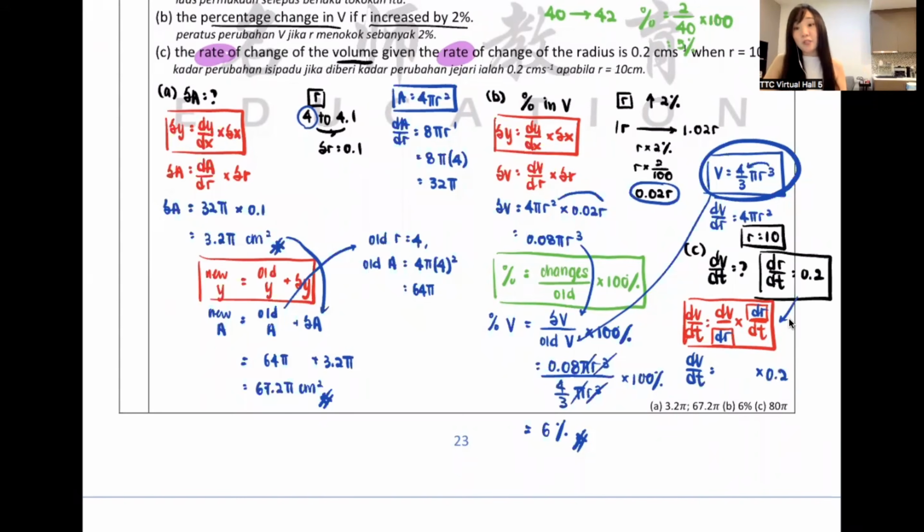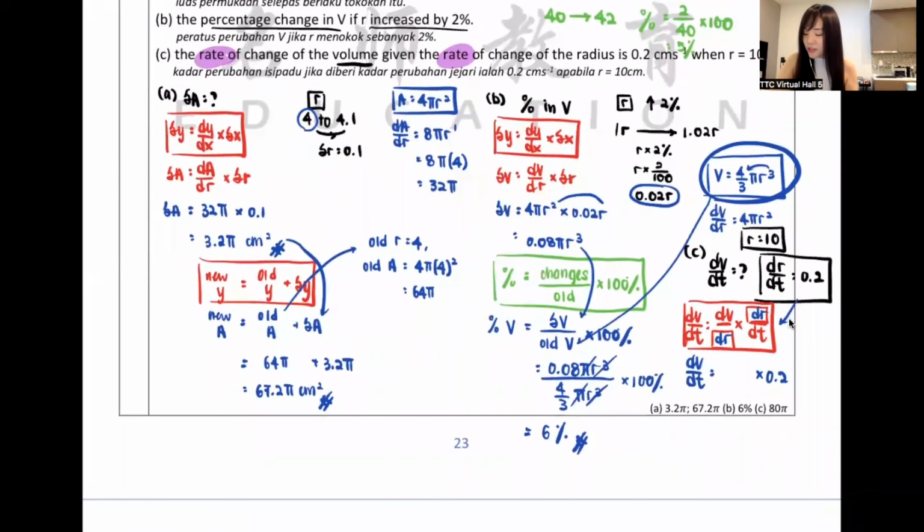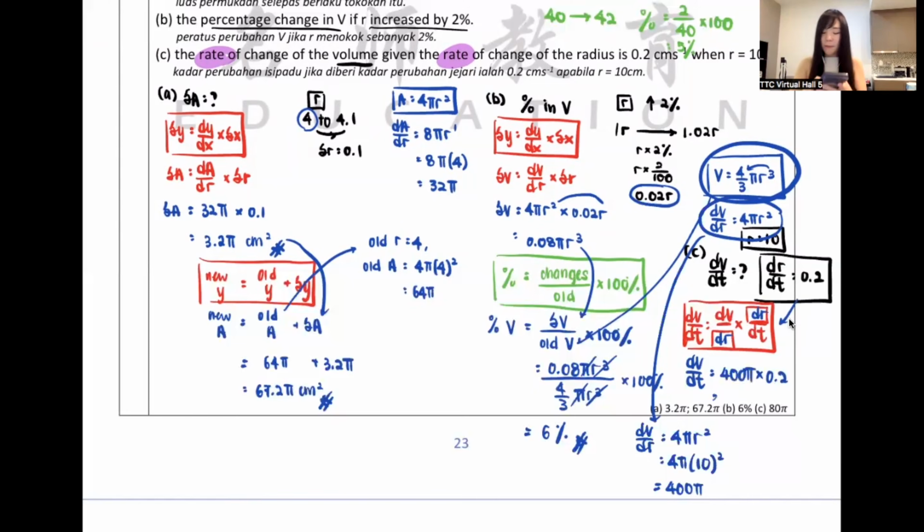dV/dR, we're going to differentiate it. You guys already have dV/dR here. Okay, dV/dR is this. But they told me R is 10, so I can substitute 10 inside. I'm sorry, I don't have space, I didn't plan ahead, so it's ugly with arrows like that. So 400 pi. 400 pi times 0.2, I get the answer 80 pi cm cubed per second.